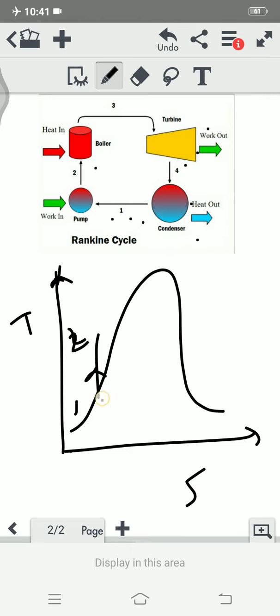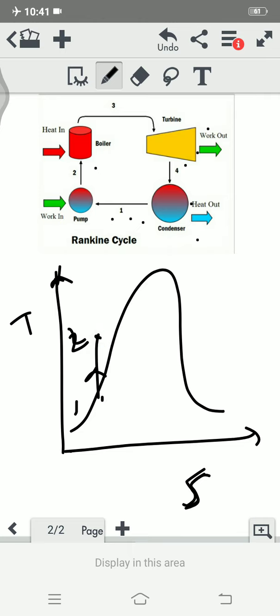So pressure increases from 1 to 2, and as it is an isentropic process, here it is an exactly straight vertical line. During isentropic compression, entropy remains constant. Here is the entropy axis: entropy increases towards the right and decreases towards the left, but it is constant. That's why it is an exactly vertical straight line.